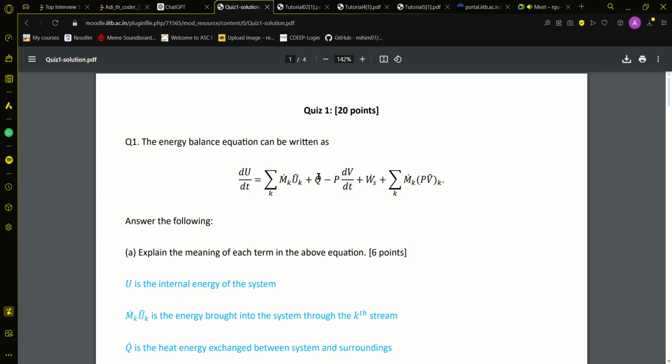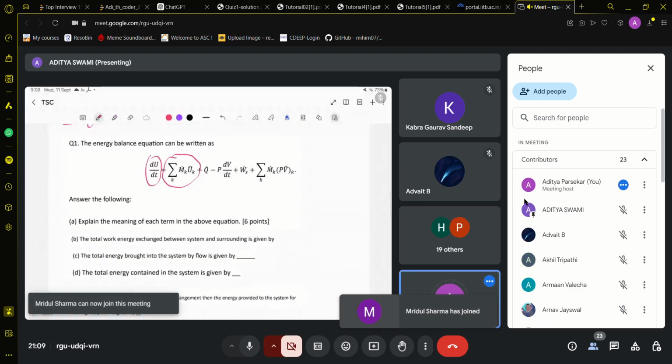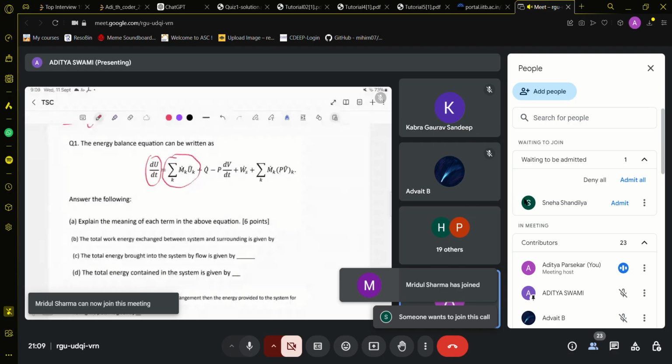Here, the first term we have is dU/dt. So in dU/dt, U is the internal energy of the system. The next term is the sum of m dot k U cap k. So U cap k is the internal energy per mole, and this term measures the flow of internal energy due to the different streams into the system.